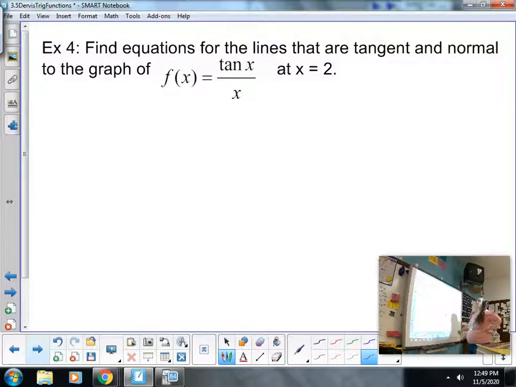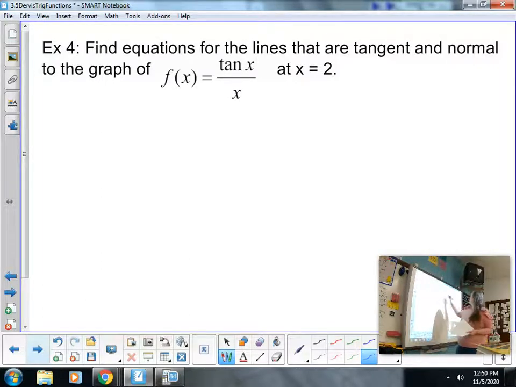Okay. Now we have example 4. We're going to find the equations for the lines that are tangent and normal to this graph at x equals 2. This will require a calculator, because it's not something you can find exactly because you have the tangent here. So I'm going to get you to a point where you would be plugging things into the calculator, and then I'm going to give you the numbers for those. So if you have any questions, please reach out to me if you're not quite sure where we get some of our answers from.